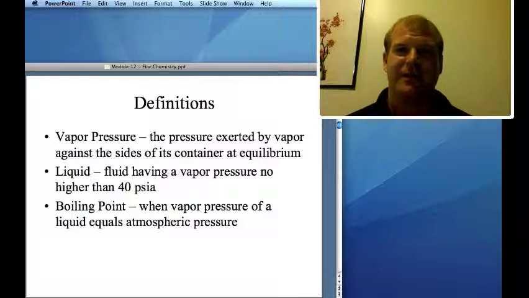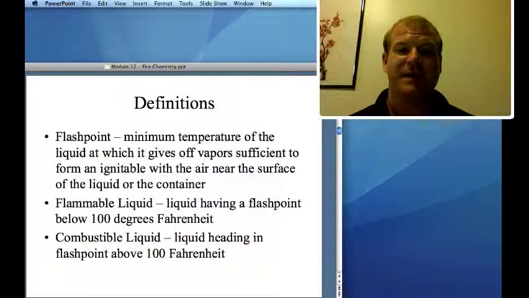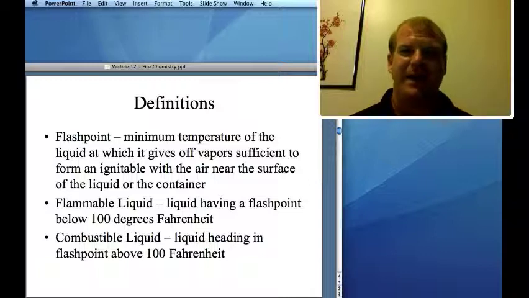For here on Earth, it usually means 1 atmosphere pressure, so we call the boiling point of water 100 degrees Celsius. That's when the vapor pressure of water equals 1 atmosphere of pressure. A flash point, this is the minimum temperature that a liquid will give vapors sufficient to form an ignitable flame with air near the surface.